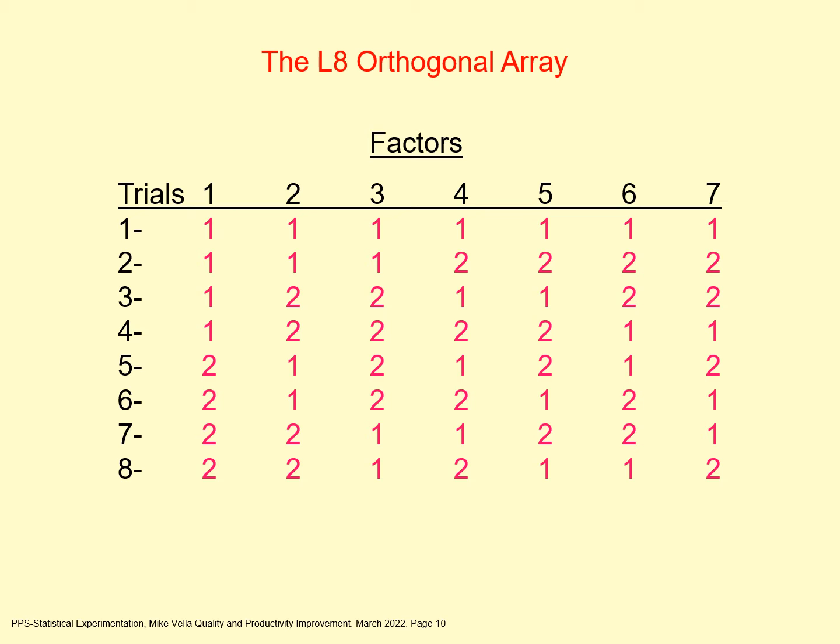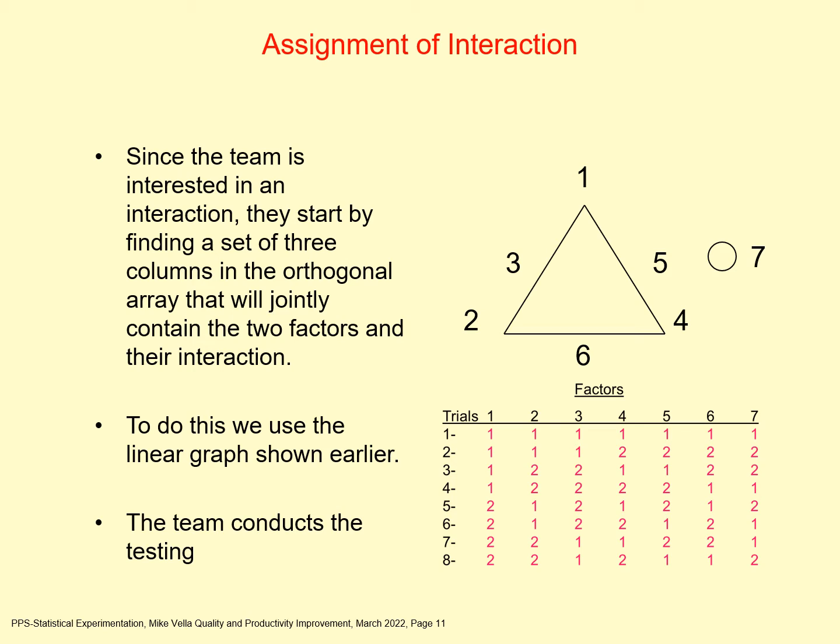This is the Taguchi L8 orthogonal array. Across the top, factors 1 through 7, and across the side, trials 1 through 8. And in the middle, the 1s indicate the current level, the 2 indicates the proposed level. Since the team is interested in an interaction, they start by finding a set of 3 columns in the orthogonal array that will jointly contain the 2 factors and their interaction. They'll examine that by use of a linear graph, which we see on the right-hand side. And then the team conducts the testing.